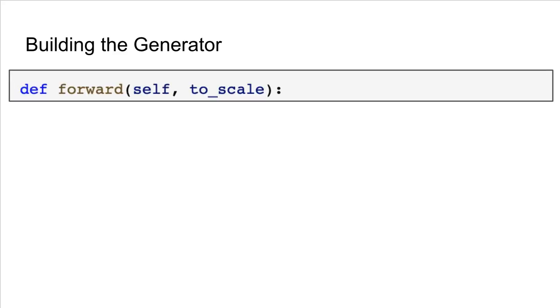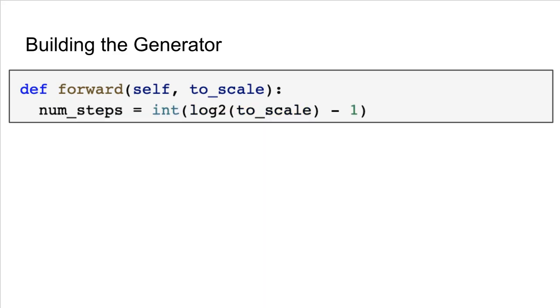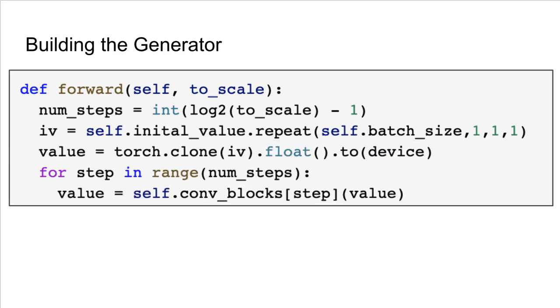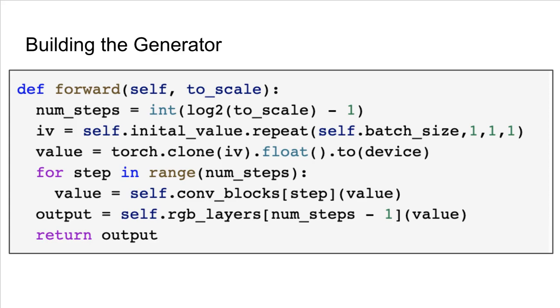The forward function goes like this. The only argument is which resolutions we want to produce. From the resolution, we can calculate the number of layers to use, and we repeat the initial value to match the batch size. We clone it, so we can use the same value in the following for loop, and use the conv blocks we defined earlier. If you are wondering, yes, the gradients do flow through cloning to the original tensor, so it can be updated. Then, the matching RGB layer is used and the generator is done producing the image.